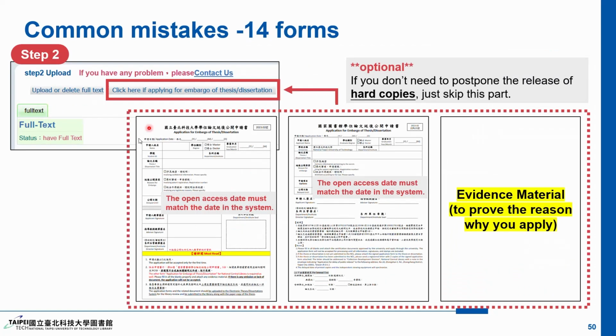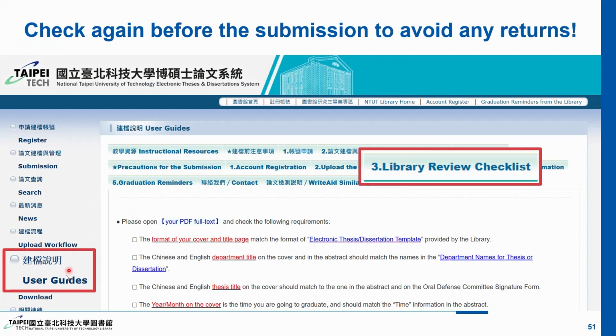If you just need to embargo your online full text, you just need to upload the agreements at Step 3. But if you need to embargo the in-library use as well, remember to upload the embargo forms and evidence material to Step 2. Finally, before you click the Submit button, check our User Guides page in the system for the Library Review checklist. It is recommended to self-check these checkpoints yourself to avoid common mistakes.